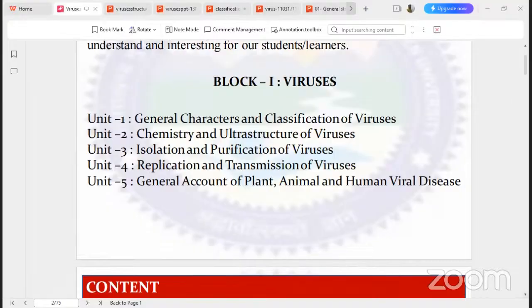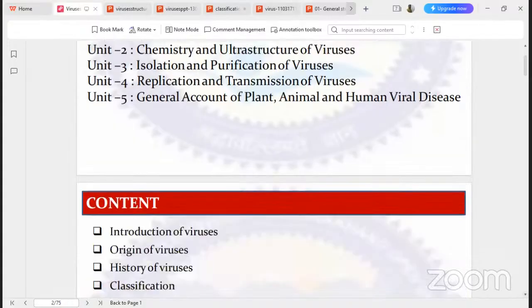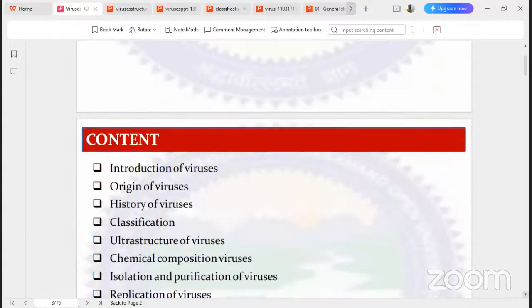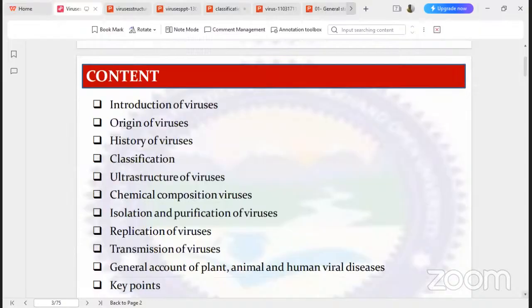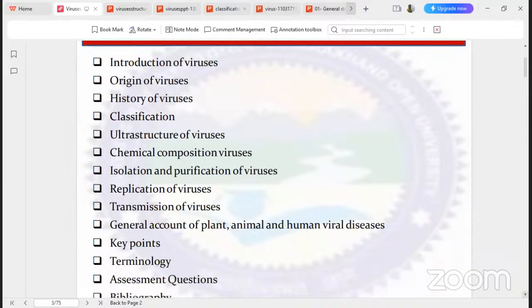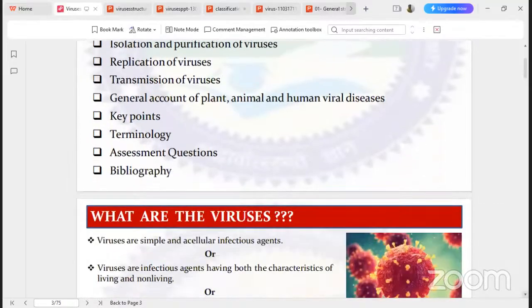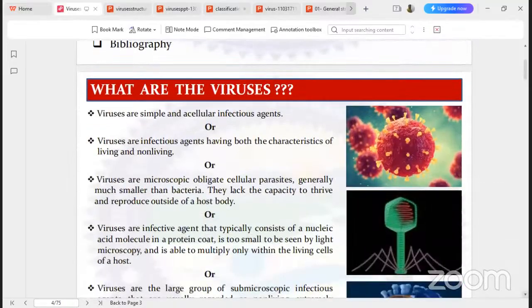Okay, now you can see the differences. These are all the topics we have: origin of virus, introduction of virus, history of viruses, virus classification, ultrastructure of the virus, chemical composition of the virus, isolation and purification of virus, replication of virus, transmission of virus, and a general account of plant, animal and human viral diseases. Of these, the first, the introduction, we have studied.